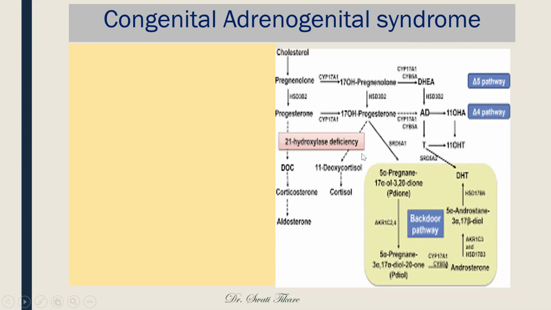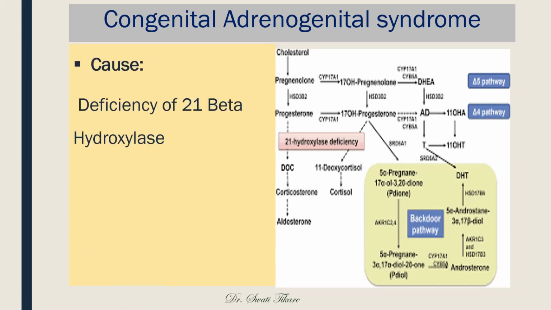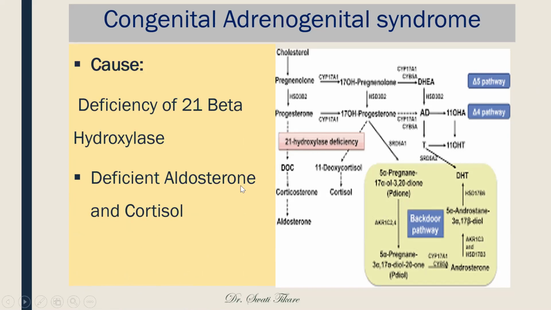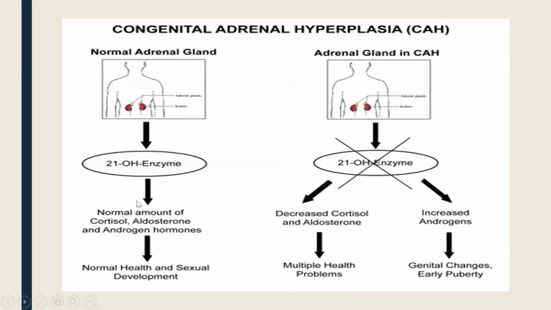Now this 21 hydroxylase deficiency blocks here, and further it forms neither aldosterone nor cortisol. So whatever excess precursors are there are all diverted into the formation of excess adrenal androgens, and thus excess androgens are present here. Let's see some text. The cause for adrenogenital syndrome is deficiency of this enzyme, 21 hydroxylase. It results in deficient formation of aldosterone and cortisol, and the ultimate result is excess formation of adrenal sex steroids.